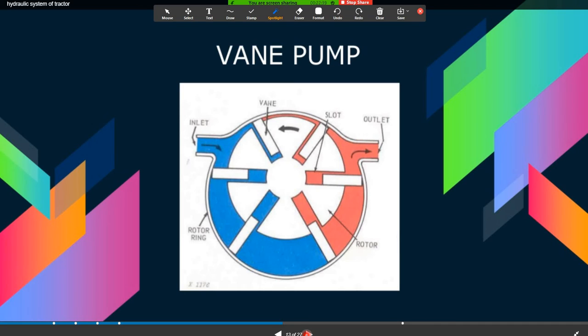You can see here the rotor disc having a number of slots into which fit the sliding blades of the vanes. You can see in the figure the rotor turns in a casing which is bored eccentric to the driving shaft. The vanes are fixed to slide radially with the help of springs and thus form the required seal between the suction and discharge connection.